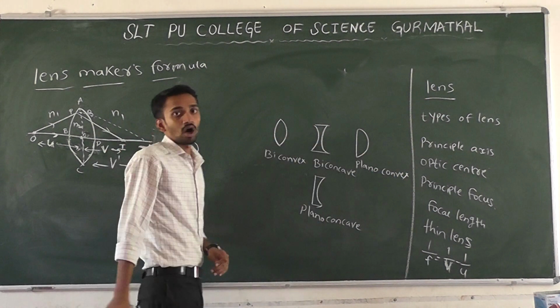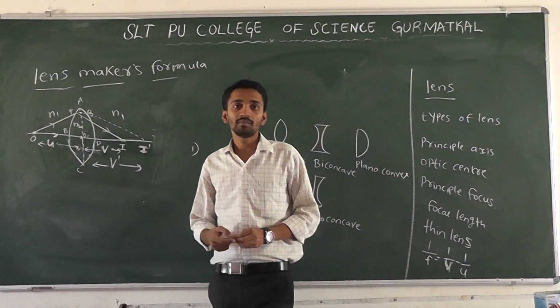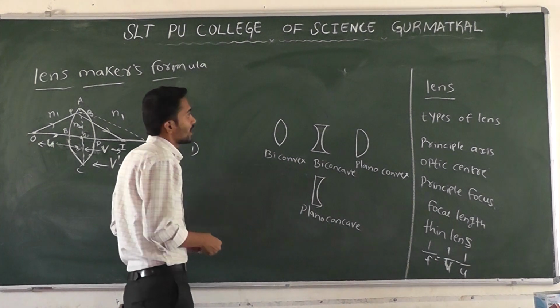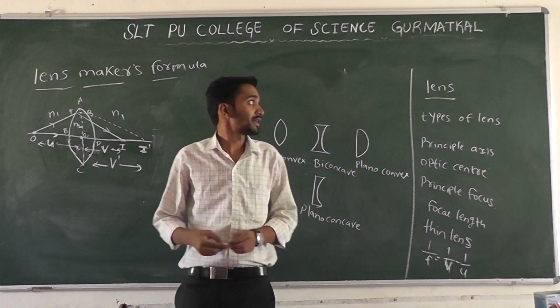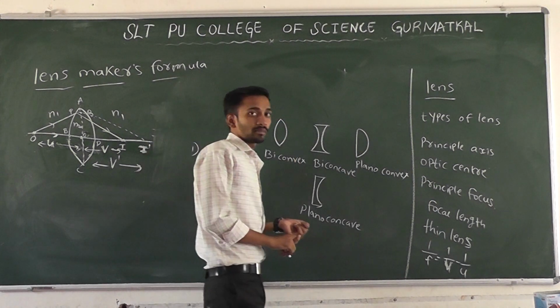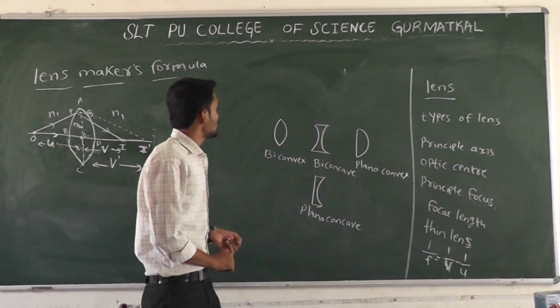A lens is an optical medium bounded by two surfaces, where at least one surface is curved. So we call it a lens.